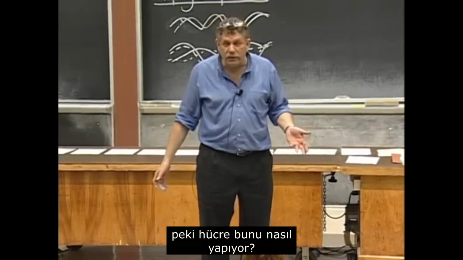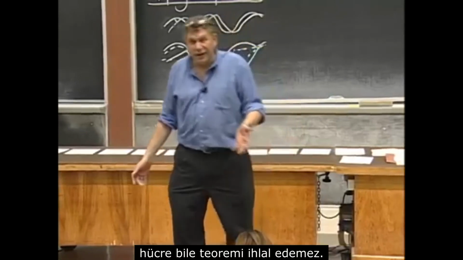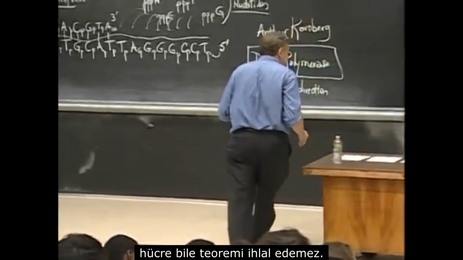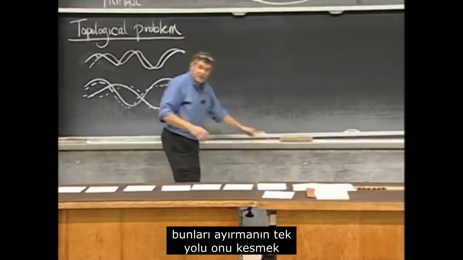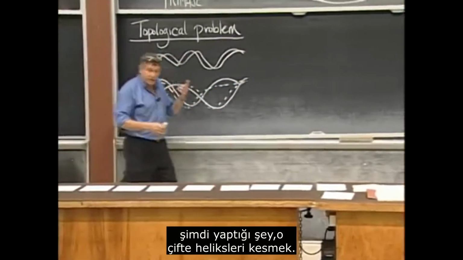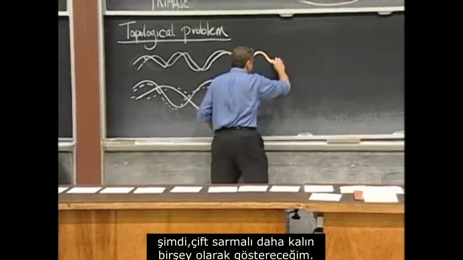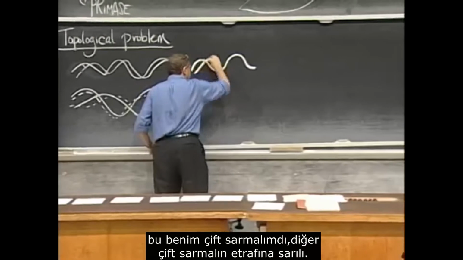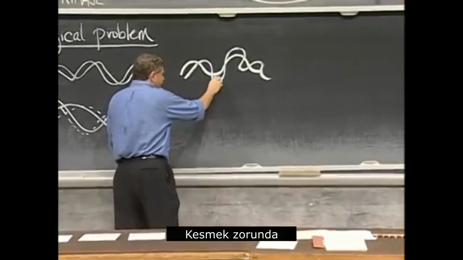So what does the cell do? It cuts it. It's got no choice, right? It's a theorem, right? Even cells can't violate theorems. So it cuts it. The only way to get these things apart is to cut it. Now, what it does is it takes those double helices. I'll represent the double helix as a thicker kind of thing now. That was my double helix. This other double helix wrapped around it. It's got to cut it.